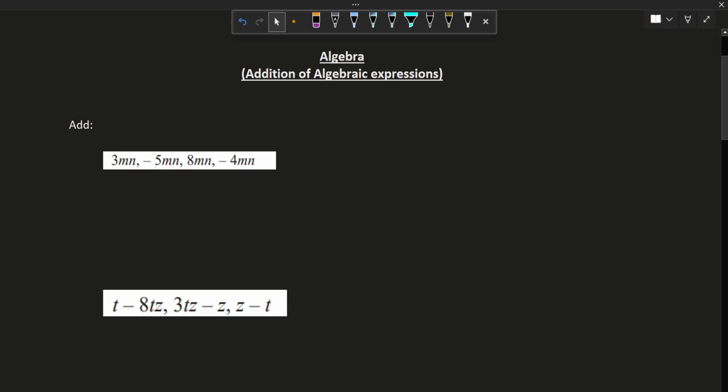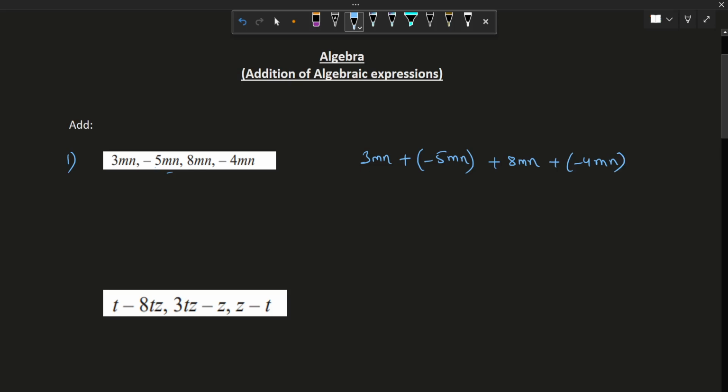In this video, we will learn about addition of algebraic expressions. So let us begin with the examples only. The first problem says that we need to add 3mn minus 5mn plus 8mn and minus 4mn. So how can we write it? 3mn plus minus 5mn plus 8mn plus minus 4mn.